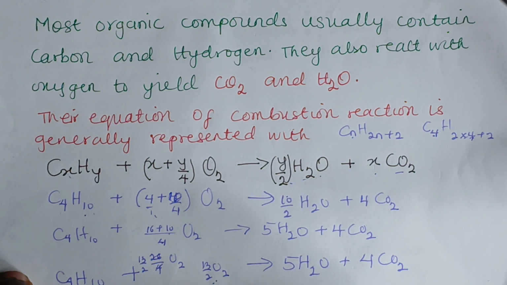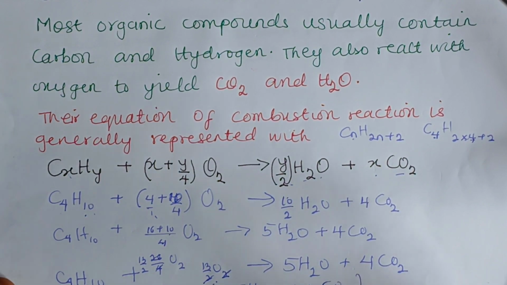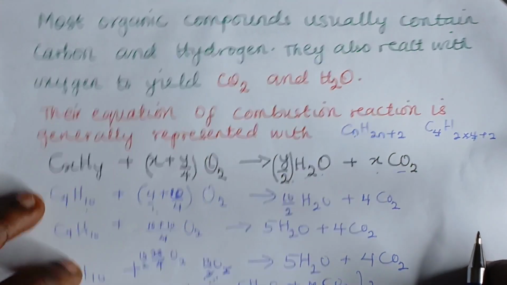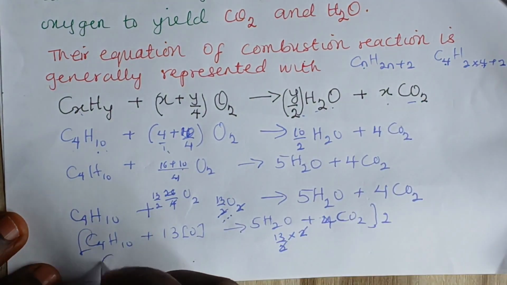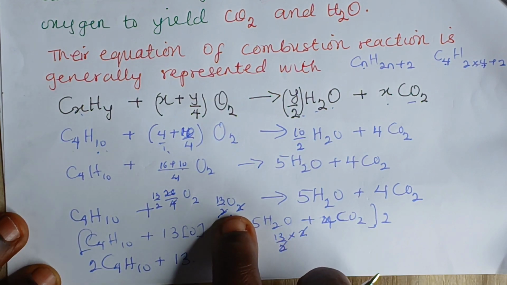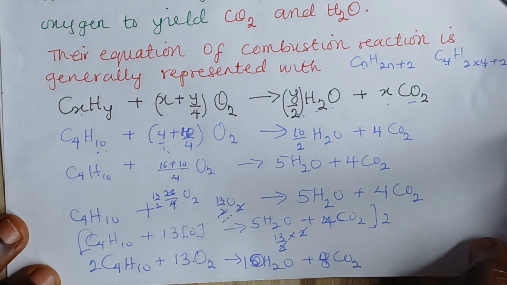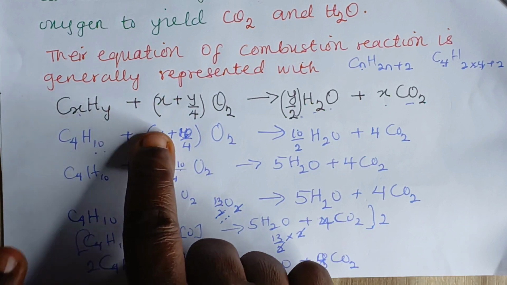At times, because it's a fraction, we can write it as 13 over 2 O2. Because we have fractions, we have C4H10 plus 13/2 O2 equals 5H2O plus 4CO2. So we can now multiply all through by 2, and we can get back what we need. We have 2C4H10, because we are multiplying by 2, and the 13 over 2 becomes 13O2. The 2 has been restored because oxygen is diatomic, to give 10H2O and 8CO2.